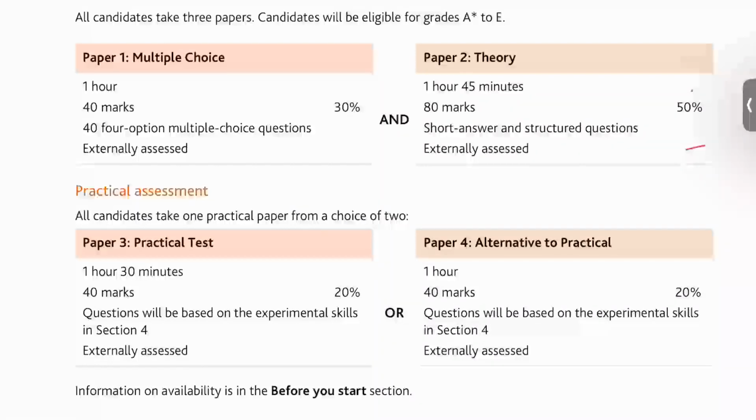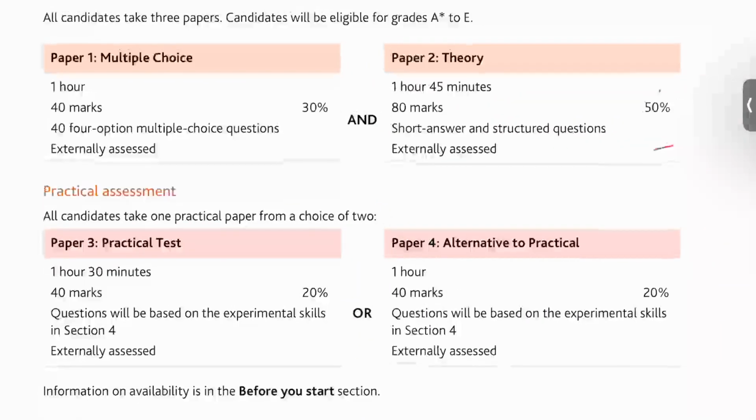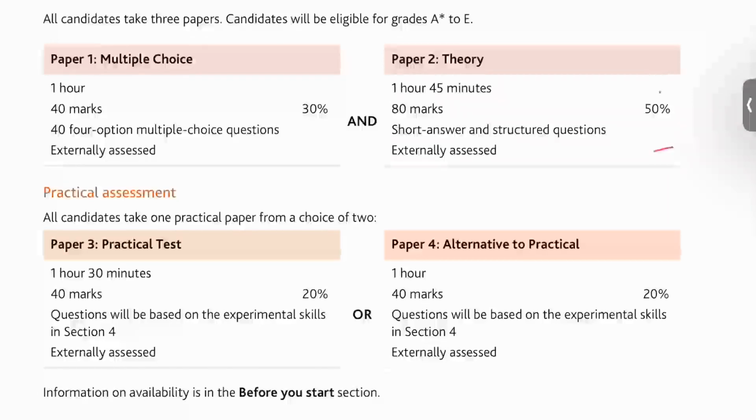Be very careful. We have an alternative to practical paper, which is paper 4, right? Which is for 40 marks. It's for 1 hour. It's not a very difficult paper. It is the theory paper that is considered usually difficult. So make sure this is your approach.